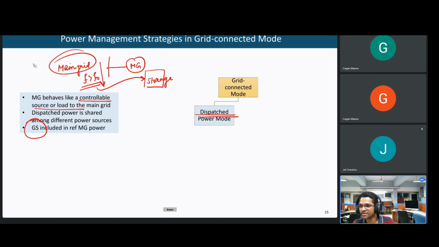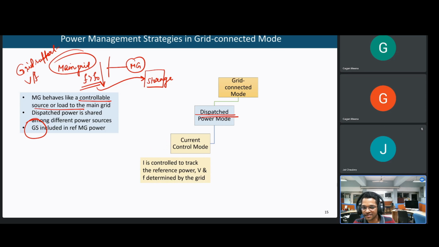And this is supporting the grid by providing voltage or frequency support. In this dispatchable power mode, there are two types of control mode possible. One is current control mode and another is voltage control mode. In current control mode, we are controlling the output current. This is controlled to track the reference power. So this is a reference power.